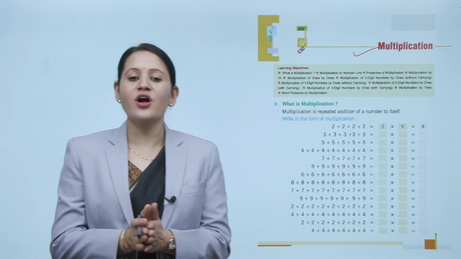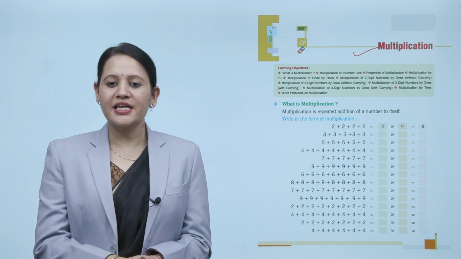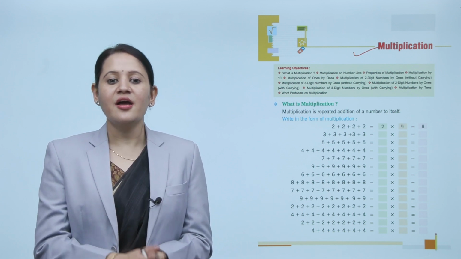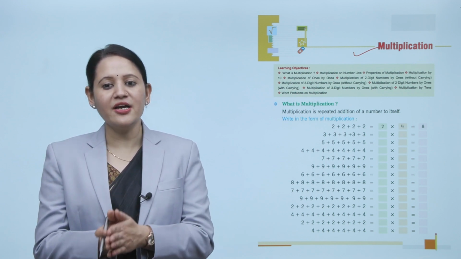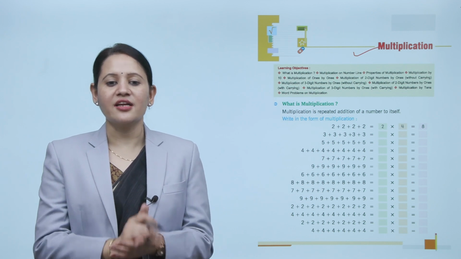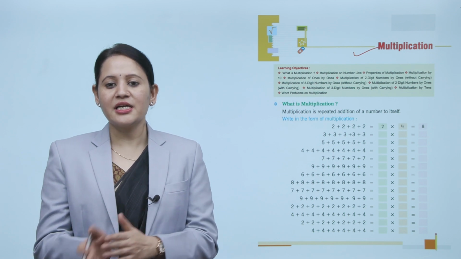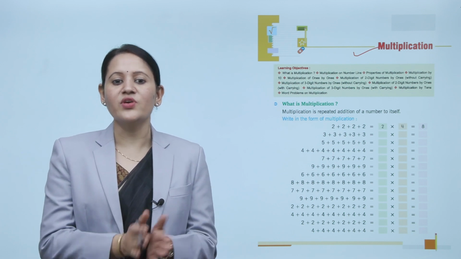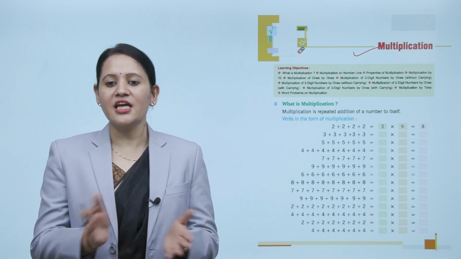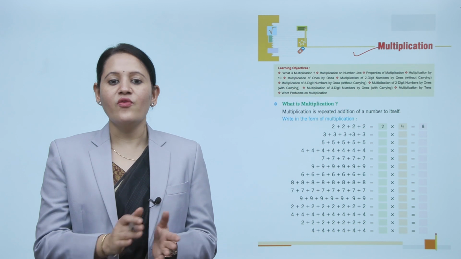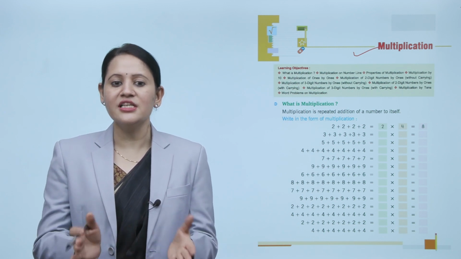Learning objective: what is multiplication? Multiplication on number line, properties of multiplication, multiplication by 10, multiplication of ones by ones, multiplication of two digit number by ones without carrying, multiplication of three digit number by ones without carrying, multiplication of two digit number by ones with carrying, multiplication of three digit number by ones with carrying, multiplication by tens, word problem on multiplication. These are the concepts which we are going to learn in this chapter.